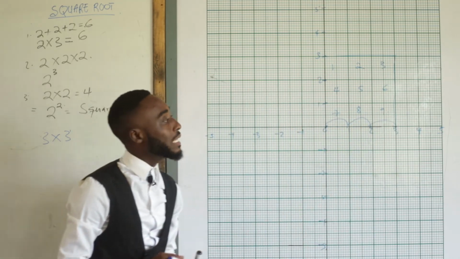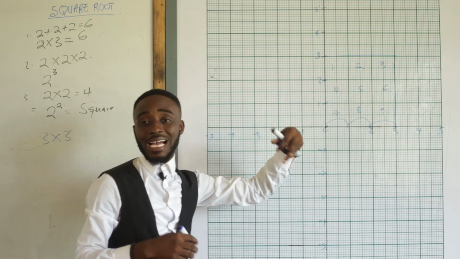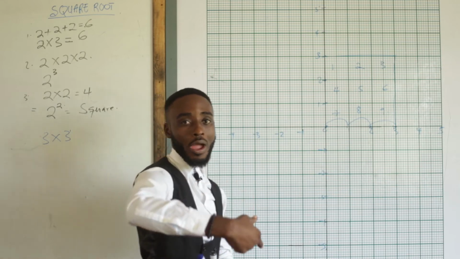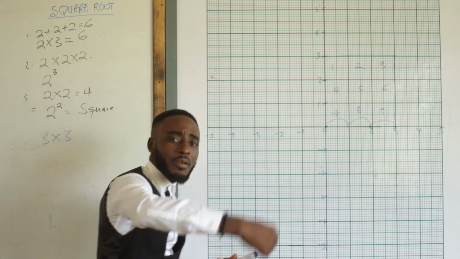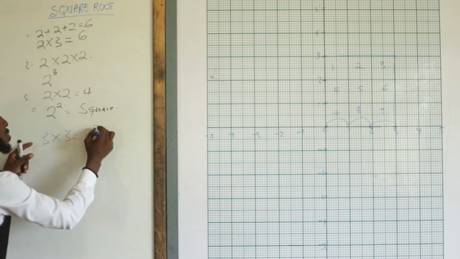So this means that 3 times 3 gives us 9. Or when we use the number 3 to produce a square, we would get 9. So that's what 3 times 3 means. Or this same thing can be written as 3 squared.